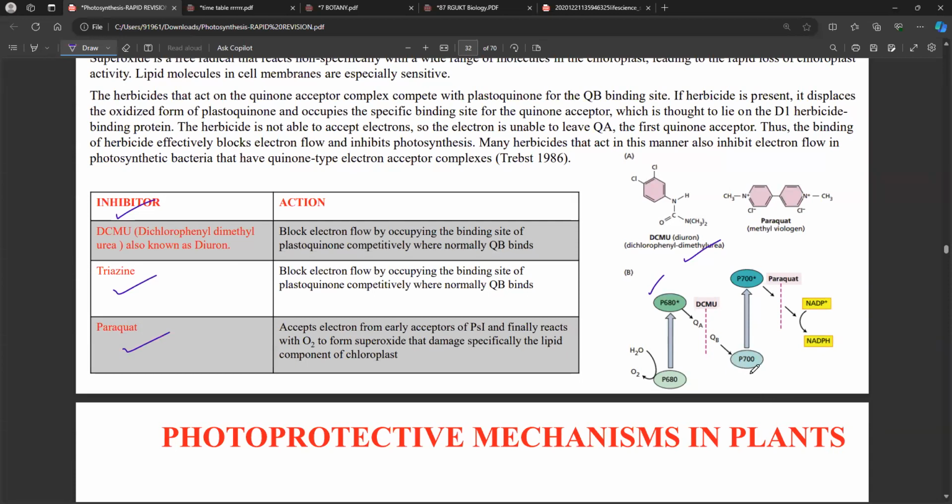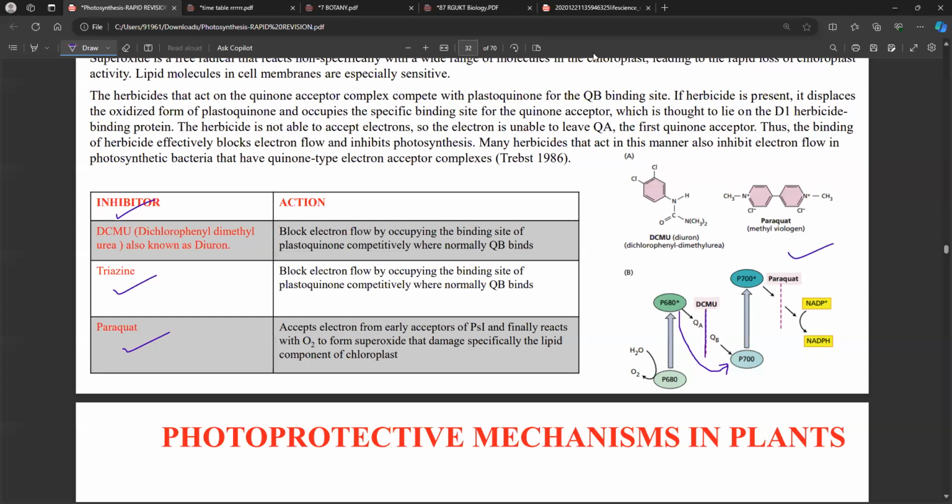This is the P680 and this is the P700. So what I can say to all of you is, DCMU, all the students understand what I'm talking about. DCMU is exactly blocking the electron flow from P680 to P700. And more specifically, it is exactly blocking the binding site between the QA and QB. In general, you can use the statement that it is blocking the electron flow from P680 to P700. More specifically, it is blocking the electron flow from QA to QB. You have to remember that.